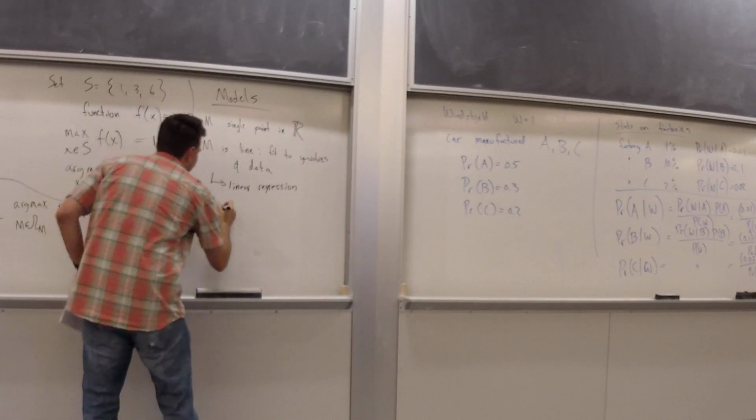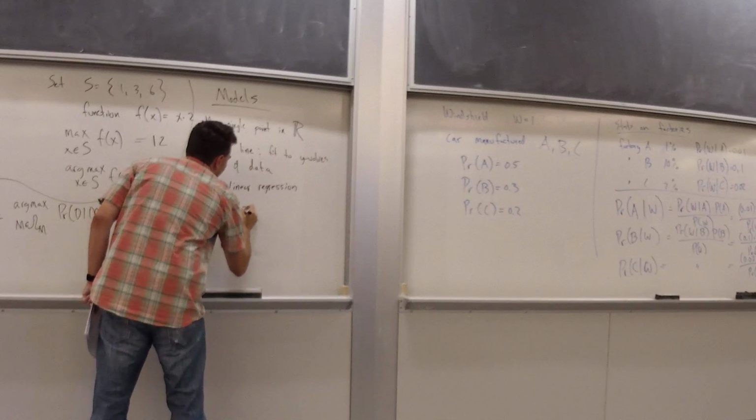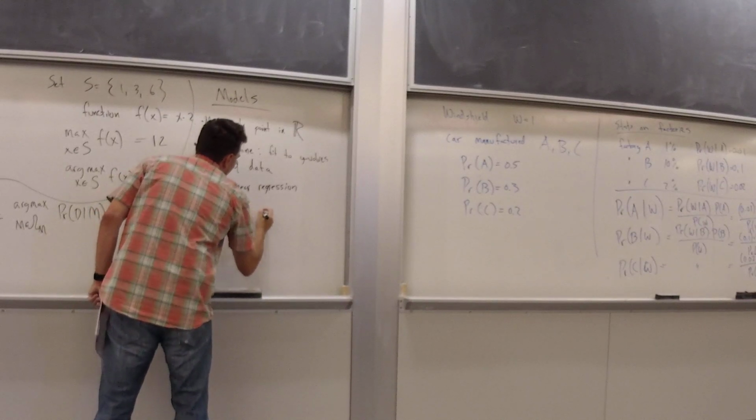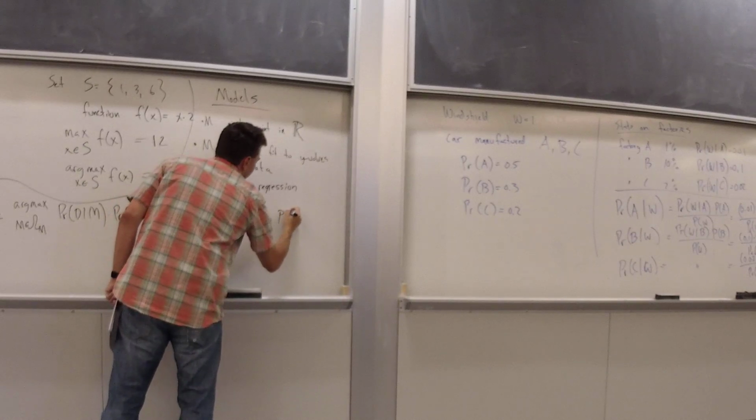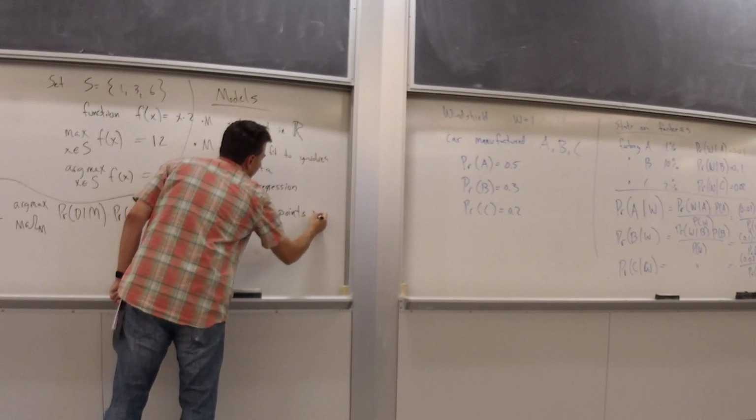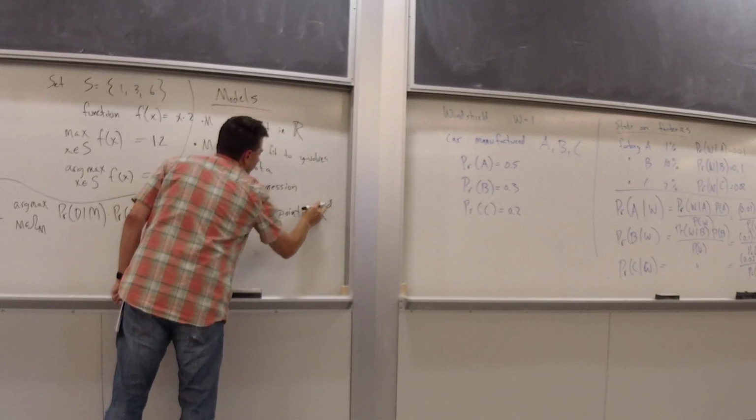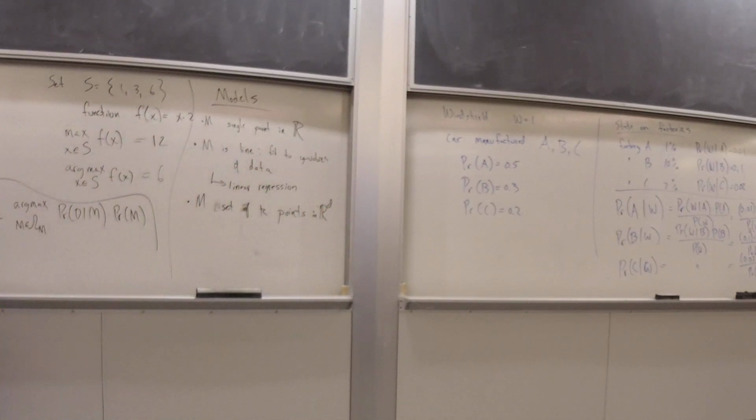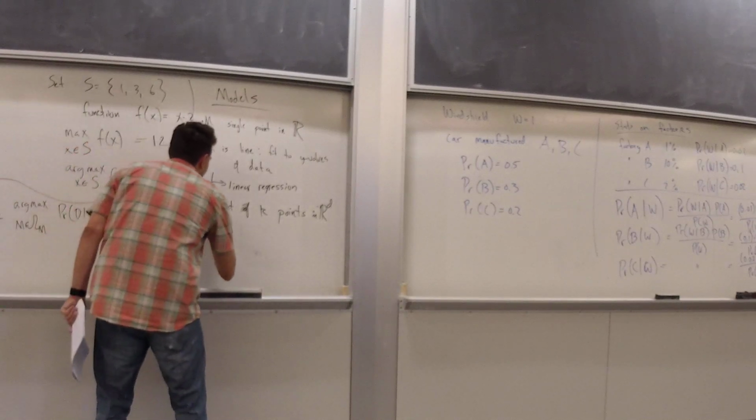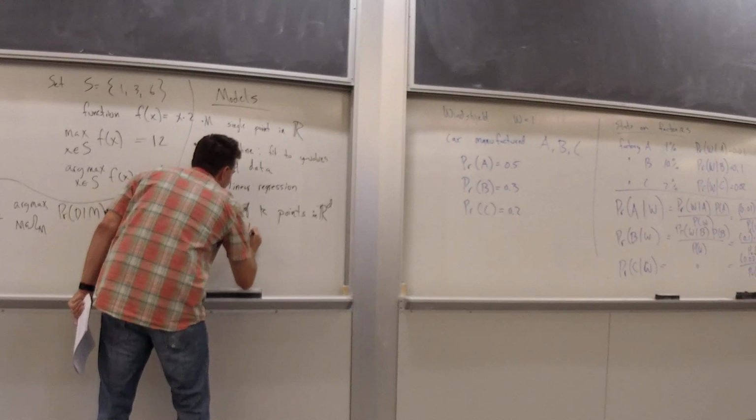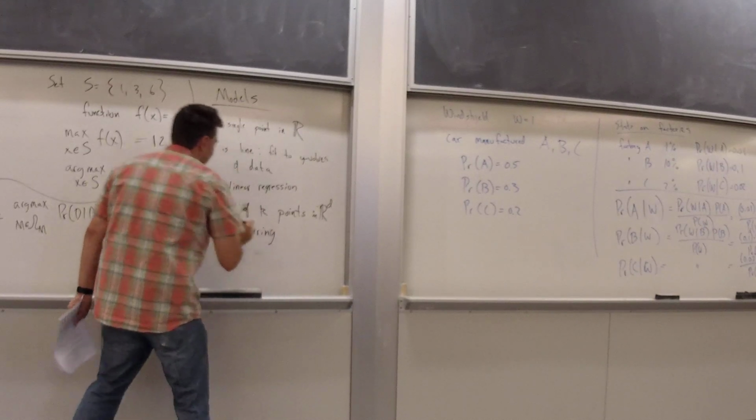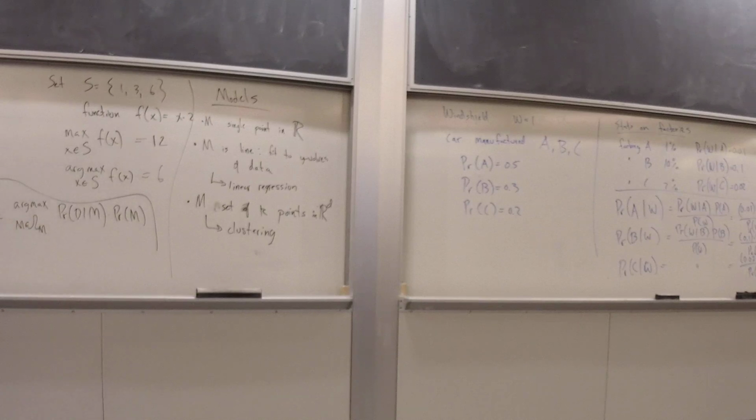If M is going to be a set of k points in R^d, a d-dimensional real space, I want all the data points to be close to one of them. Then this will be the clustering problem. Now the model is a set of k points.